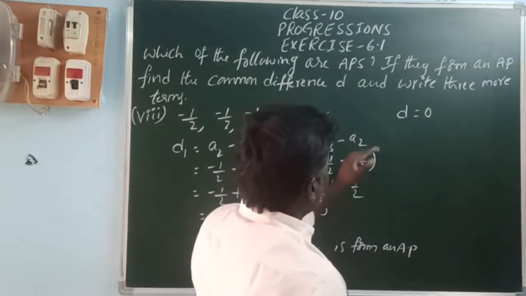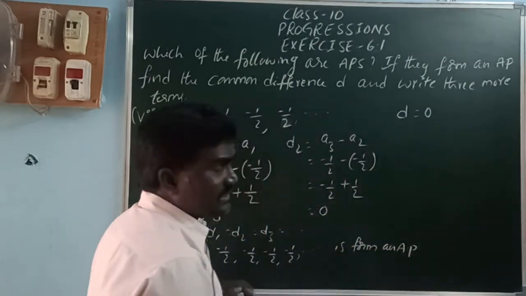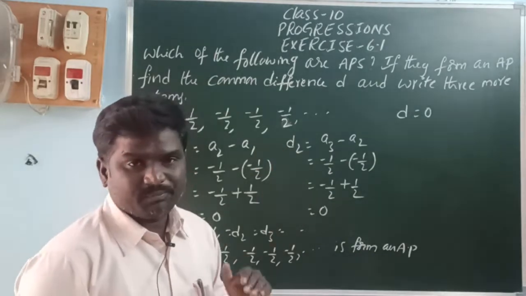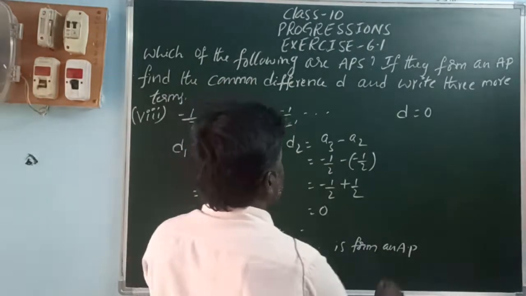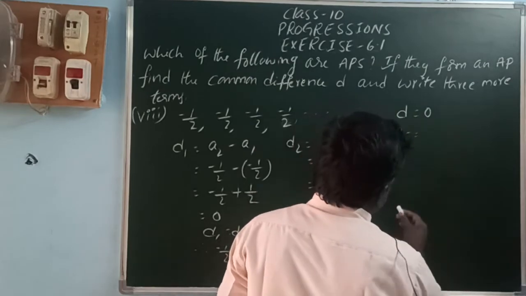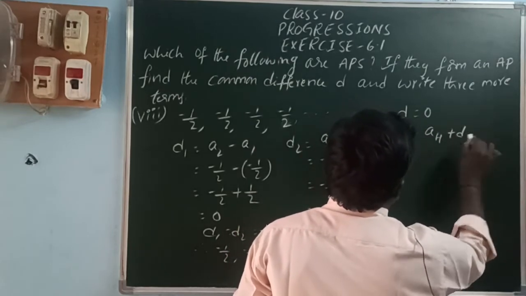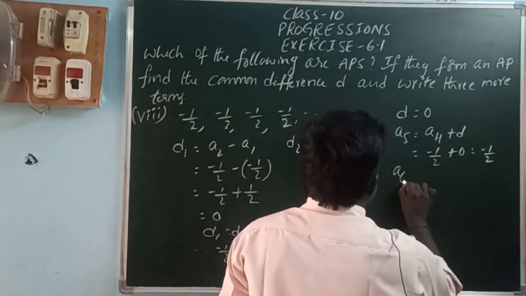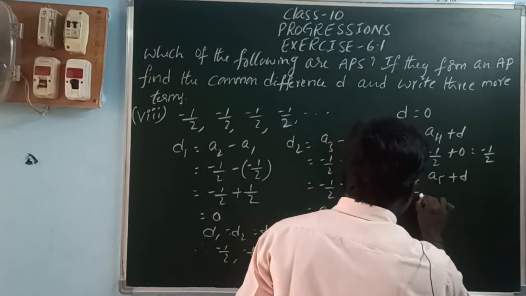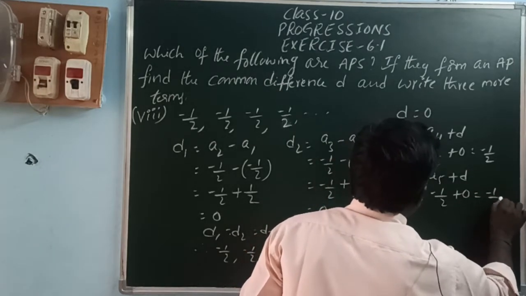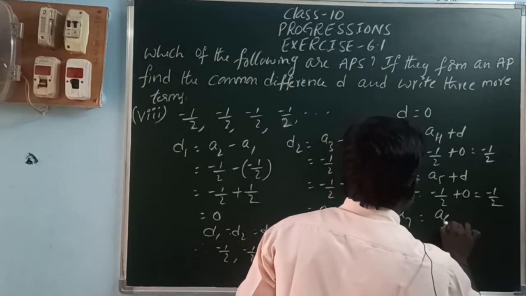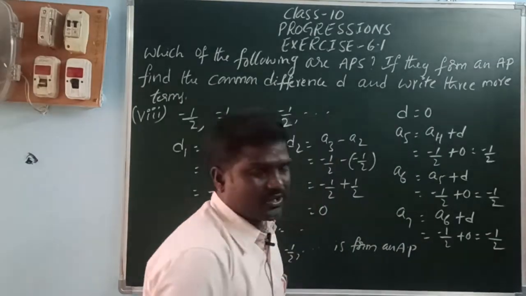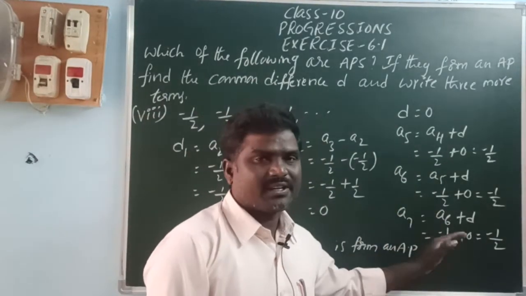They are asking to write 3 more terms. How many terms are there? 1, 2, 3, 4. Writing 3 more terms means the 5th term, 6th term, 7th term. The fifth term is a4, the 4th term, plus the common difference: minus 1 by 2 plus 0, that is minus 1 by 2. Next a6 is a5 plus d, that is minus 1 by 2 plus 0, equal to minus 1 by 2. a7 is a6 plus d, that is minus 1 by 2 plus 0, equal to minus 1 by 2. Adding the common difference to the preceding term, we get the next term.